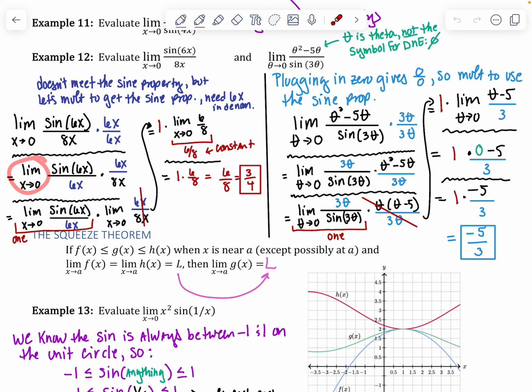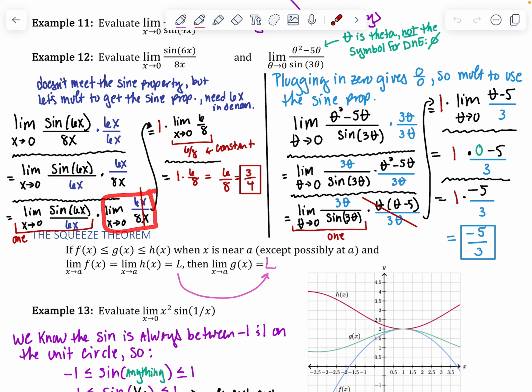Notice I still have the limit, I didn't mess it up here. I can now use the sine property on the first fraction I have. Remember, the limit law said I can also make the limit of a product be one limit multiplied by the limit of another. So this piece simplified to 1 by the sine property. I probably should have stated that.